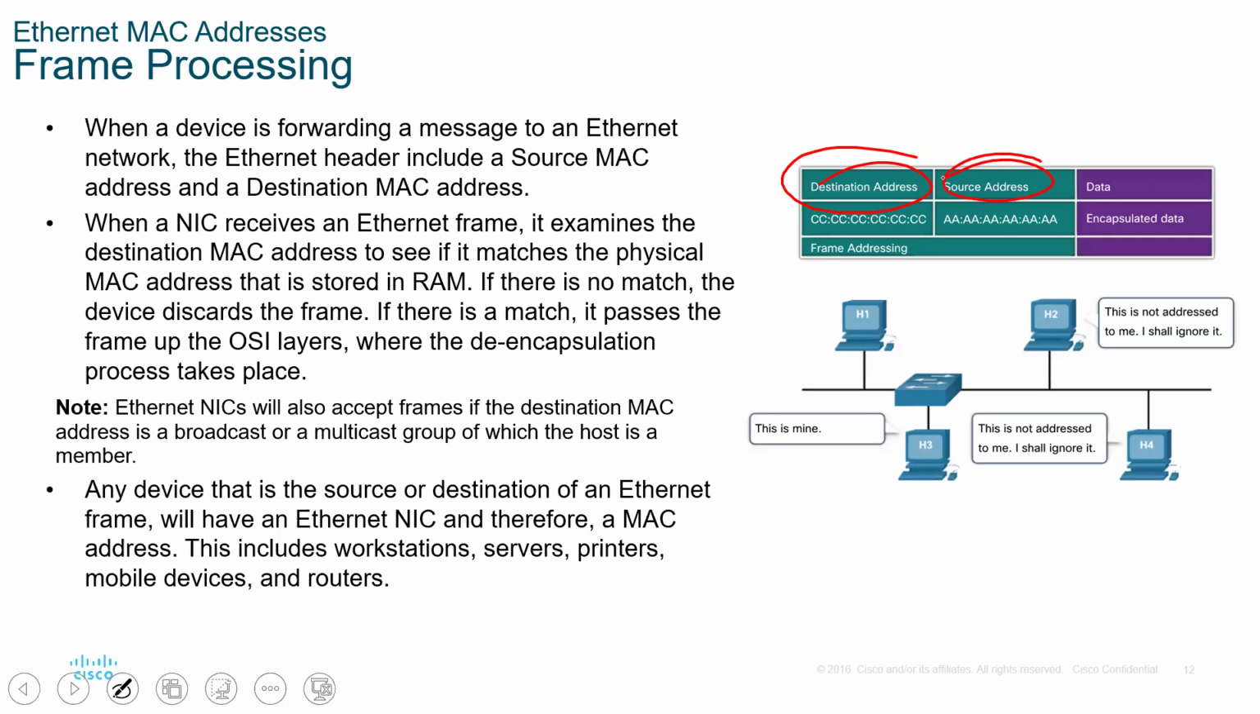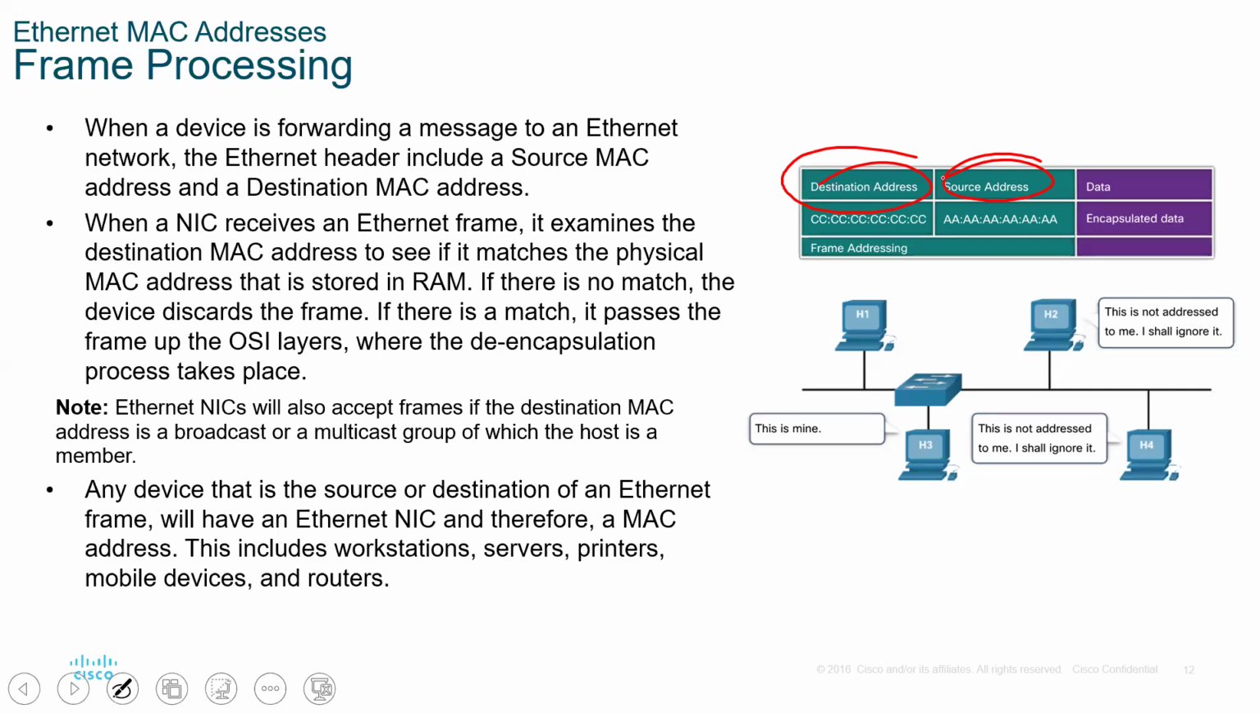Okay, you should just take note. So any device that is the source or destination of an Ethernet frame will have an Ethernet network interface card and therefore a MAC address. So this includes workstations, servers, printers, mobile devices, routers, and so on and so forth.